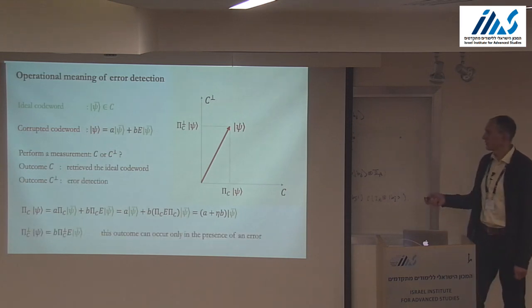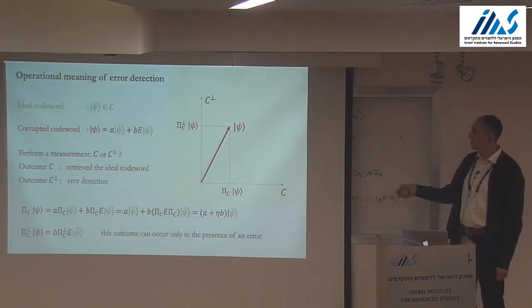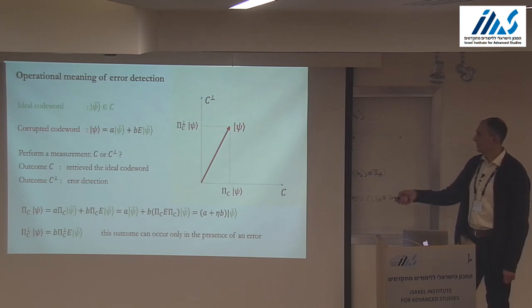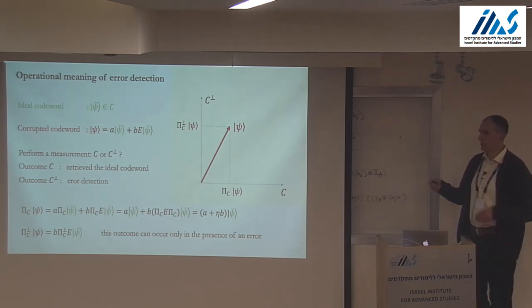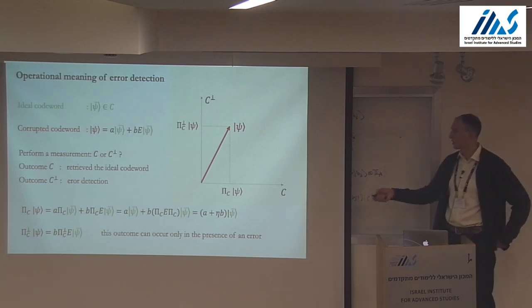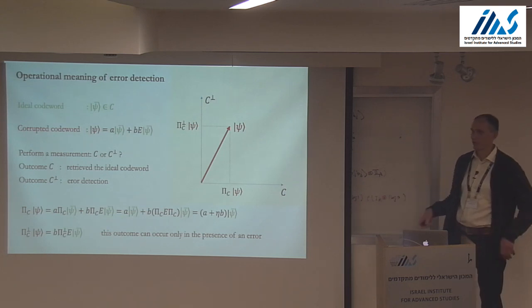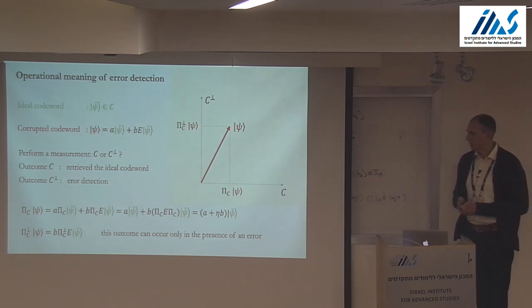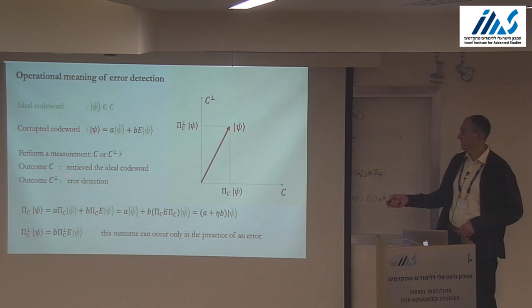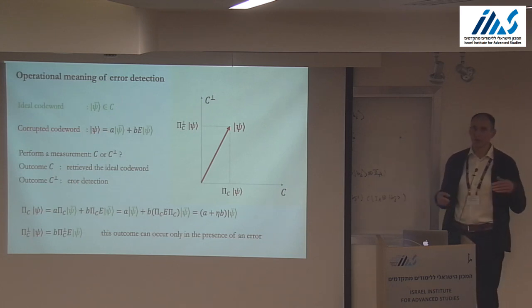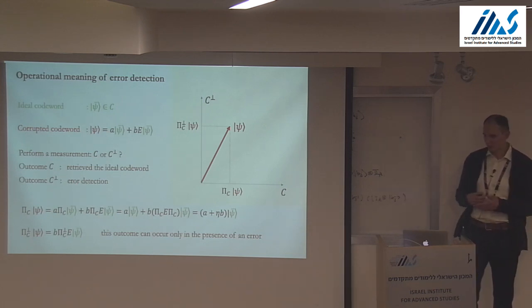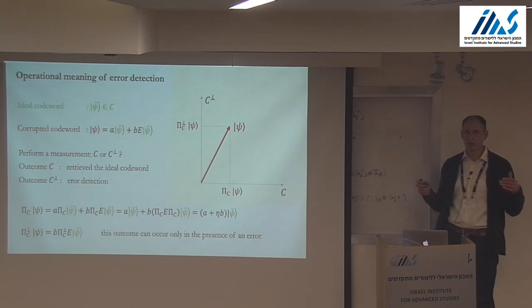But if the measurement outcome is C perp, then basically this outcome can only occur in the presence of error. So if we just have an ideal code word, this outcome never happens. So basically it means that outcome C perp detects an error. This is why we call the condition error detection.